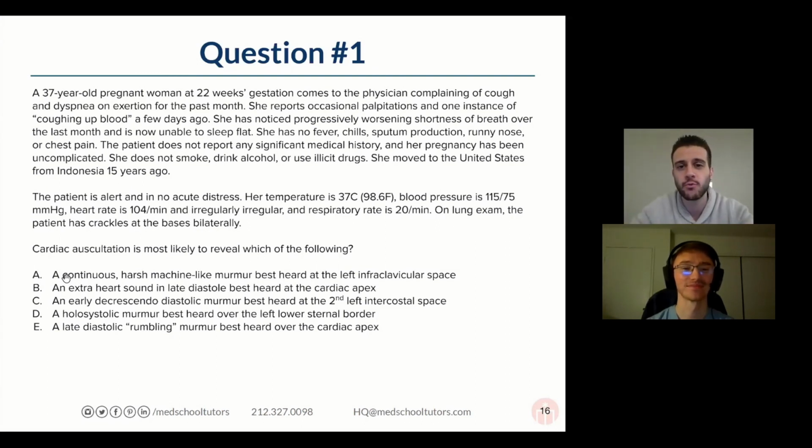So I think just to take out of this, the key things that we're dealing with is we have a patient who has hemoptysis, who is pregnant, who has moved to the US from Indonesia 15 years ago, and is now presenting with AFib that may or may not be chronic, as well as cough and dyspnea on exertion. And so diving into the answer choices then, as I march through these, if you know what each of these answer choices is referring to, feel free to drop that into the chat.